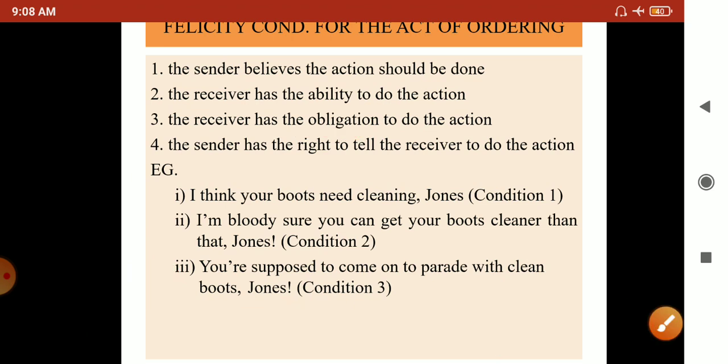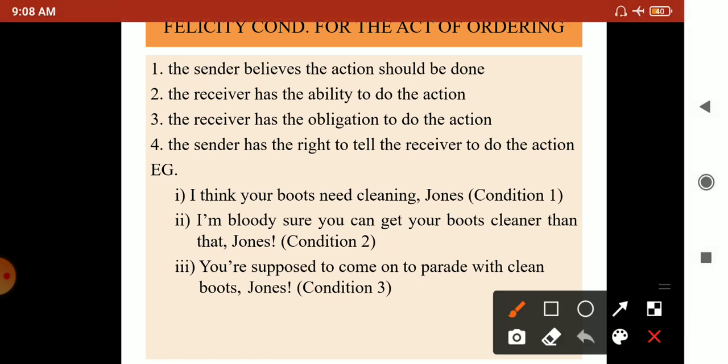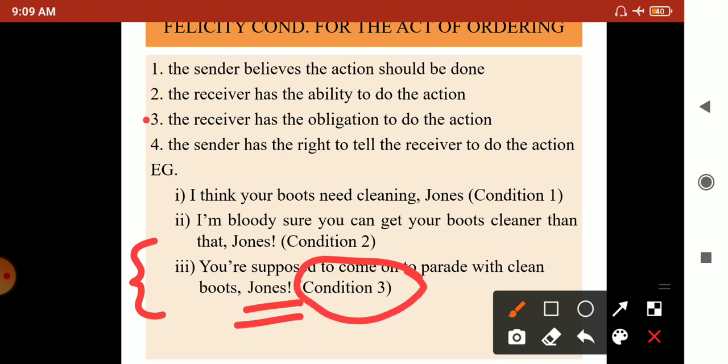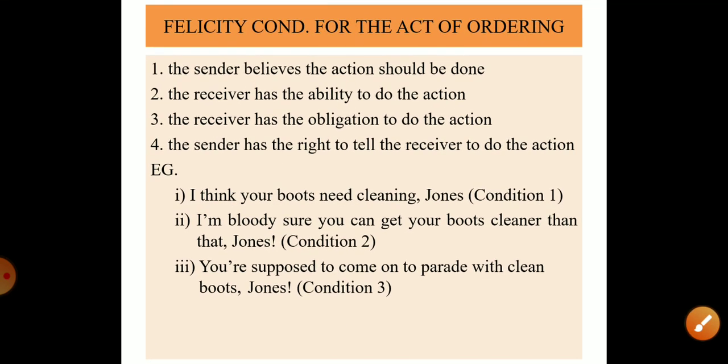So you will see in these sentences context is important. For example, here the context is Jones maybe is a soldier and Jones is attending a parade, and his senior tells him that your shoes are dirty and when you come for a parade you have to come with clean shoes. So the condition should be understood. Who speaks the sentence and what is the condition? Jones has to obey the sentence. So whatever the message has been conveyed to Jones, Jones has to take it, Jones has to accept it.